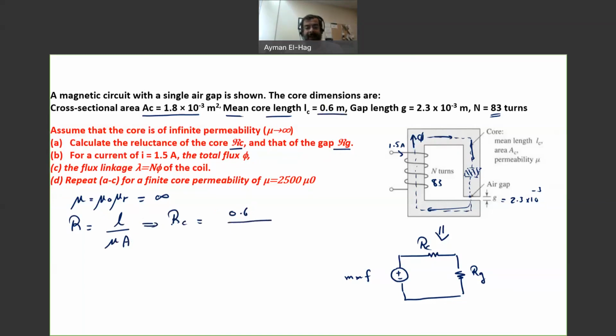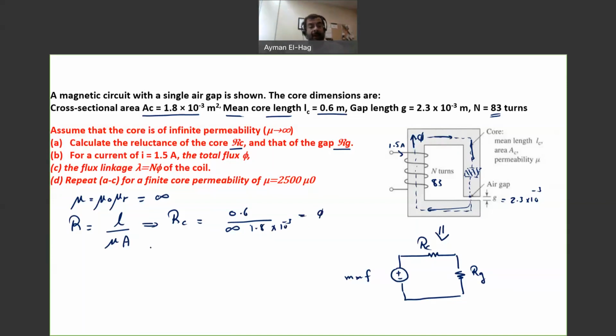Divided by mu, which is infinity, times A, which is equal to 1.8 times 10 to minus 3 meters squared, and obviously this is equal to 0. When you have a material with an infinite permeability, it means it has no reluctance. Same like when I said the material has an infinite conductivity, it will have 0 resistance.